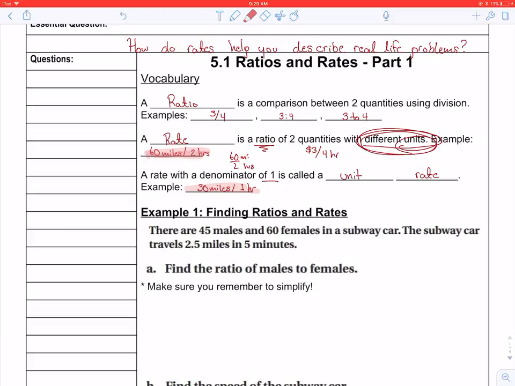So you need to be able to differentiate between a rate and a unit rate, and how you know the difference is that the unit rate has a denominator of 1, or it's just in a single unit. So let's put that into our questions: what makes a rate different from a unit rate?